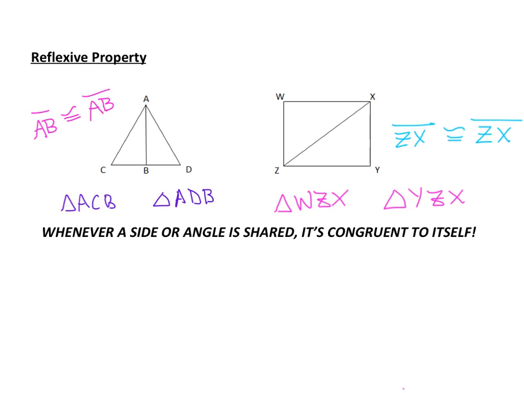The reason why we want to make sure we know about it is we use the reflexive property in proofs a lot. If we need to prove that two sides are congruent that happen to be a shared side, when we do the proofs in the two columns, we would state the reflexive property as our reason. So whenever a side or angle is shared, it's congruent to itself.